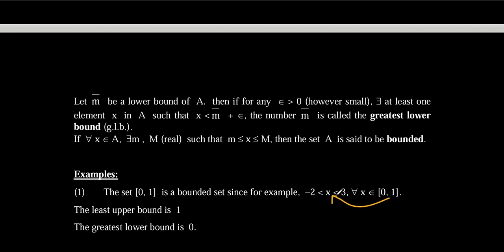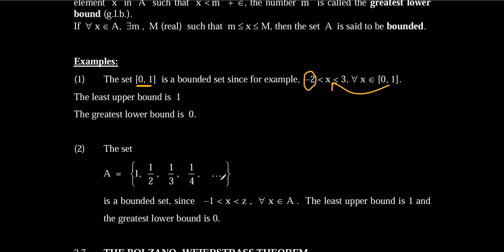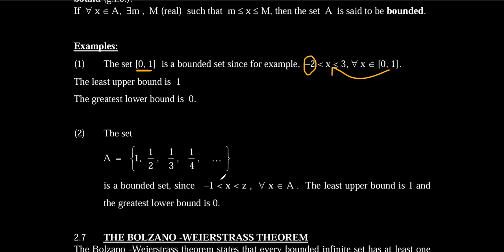So what they are saying is that if you list all the elements of this set, you can assume your m, the lower bound, to be -2 and the upper bound to be 3, and every element of your set will be in this range, right? They just choose arbitrarily. Now the set A equals 1, 1 over 2, 1 over 3, 1 over 4, up to 1 over some large number forever.